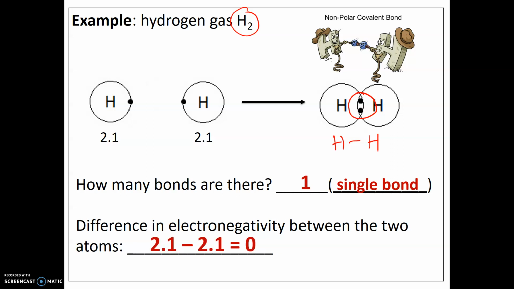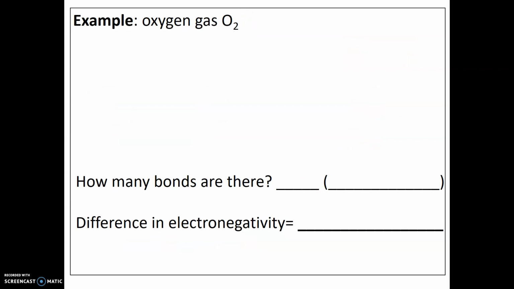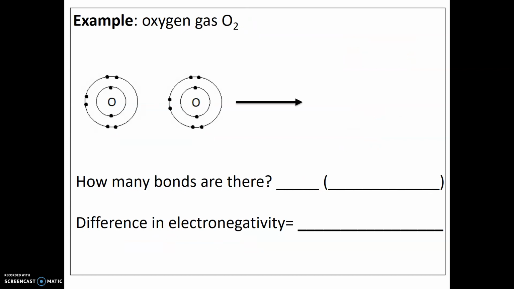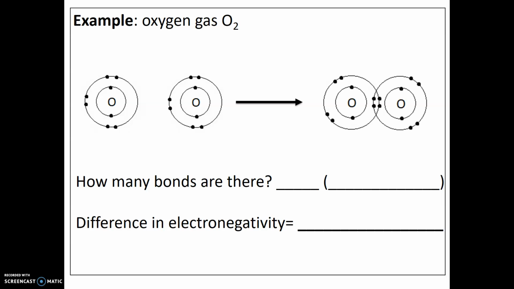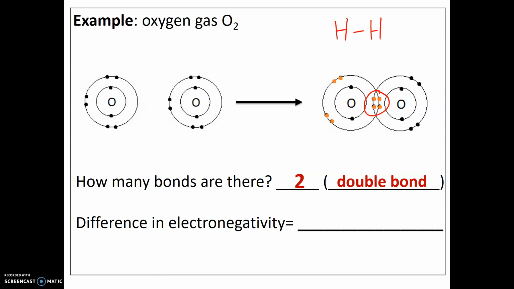If we look at oxygen gas, another diatomic molecule, we've got our two oxygens, they come together, and they're now sharing 4 electrons. If we're sharing these 4 electrons, we have 2 bonds, which means we have a double bond. So unlike hydrogen, which was a single bond shown as a single line, when you have a double bond, you show it with 2 lines. In terms of our electronegativity difference, each has an electronegativity of 3.5, which means our difference is 0.